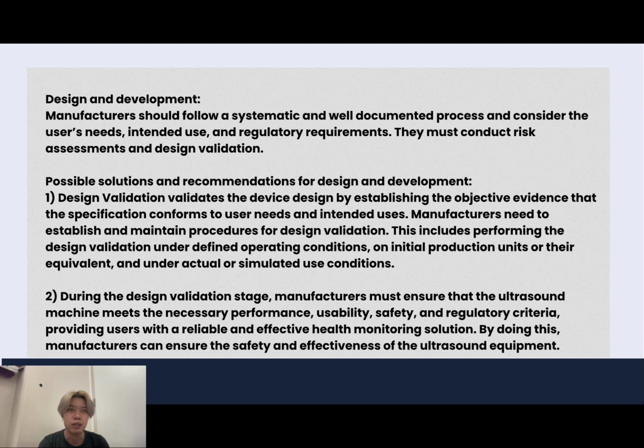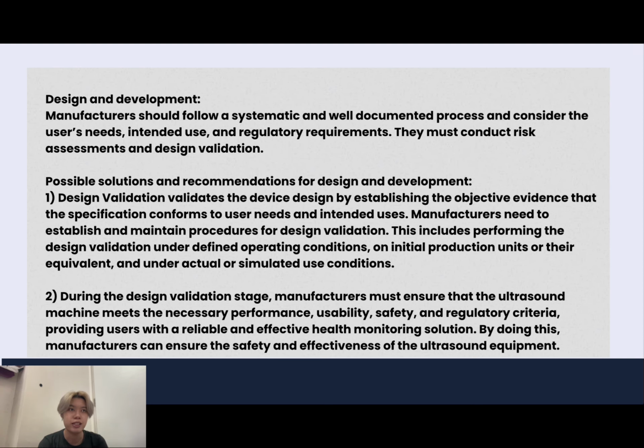Next, we have the design and development. Manufacturers should follow a systematic and well-documented process and consider their users' needs, intended use, and regulatory requirements. They must conduct risk assessments and design validation. Possible solutions and recommendations for design and development include, firstly, design validation validates the device design by establishing the objective evidence that the specification conforms to user needs and intended uses.